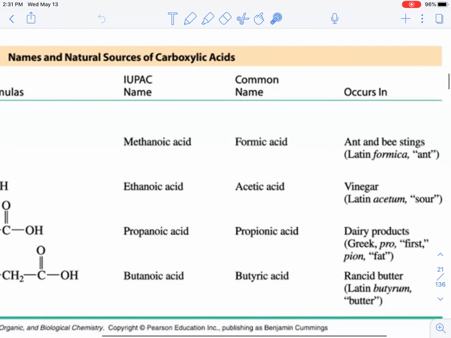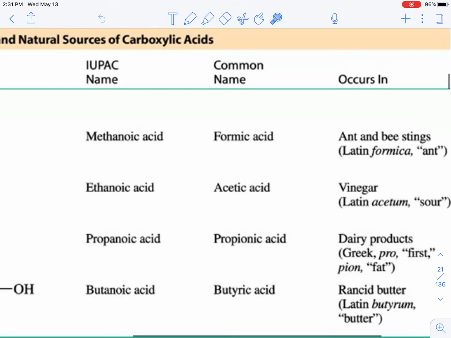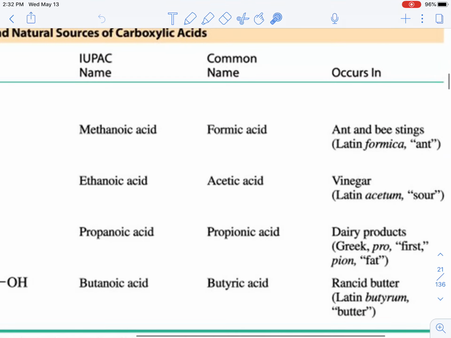What we're going to learn next is the IUPAC naming of this carboxylic acid, depending on its number of carbons in the parent chain. The common name for a 1 carbon carboxylic acid is formic acid, and it's typically found in ant and bee stings. Formic acid comes from the Latin name formica, meaning ant. Its IUPAC name is going to be methanoic acid.